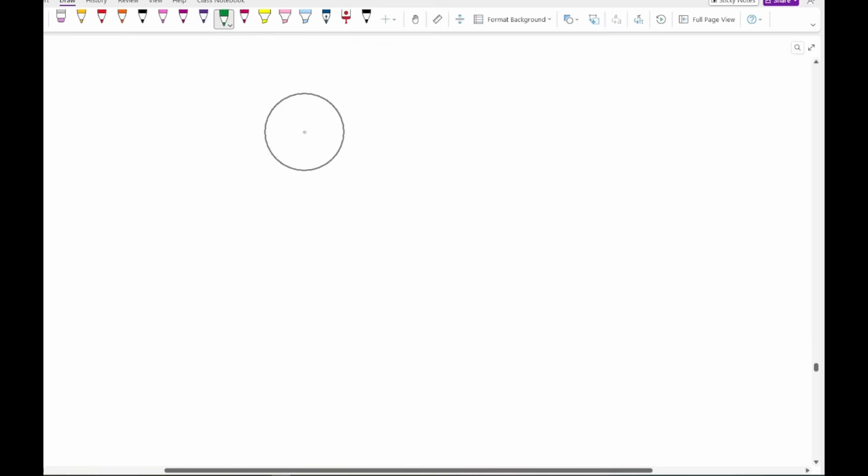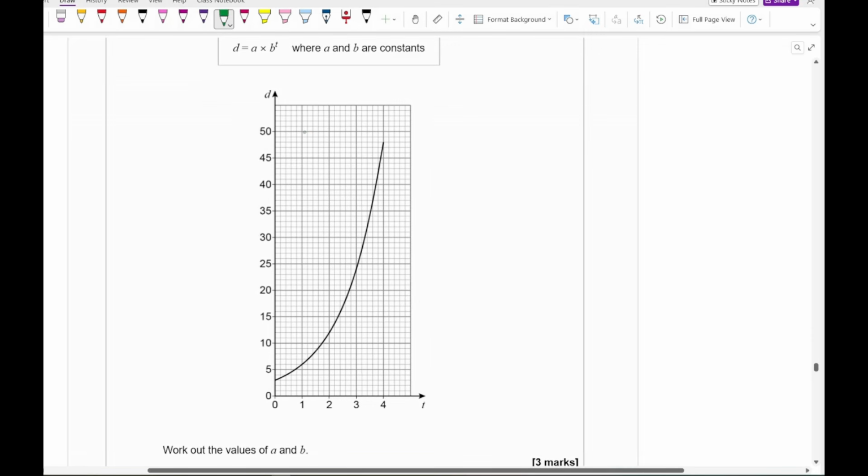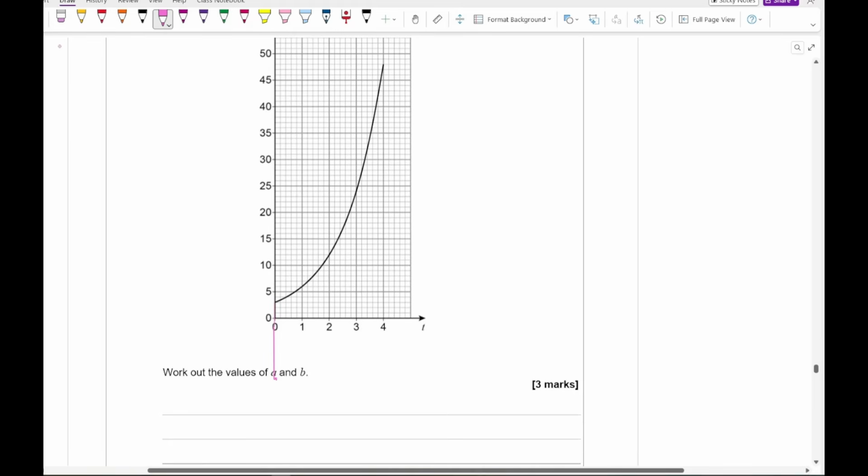So if I just zoom out so we can see all of this in its entirety, then what we should find is that the value of a is the initial value. So I don't know what's happened there, let me just correct that. So this value here is my value of a, and that is when t equals 0. So for this, my value of a is going to be what looks to be around about 3.